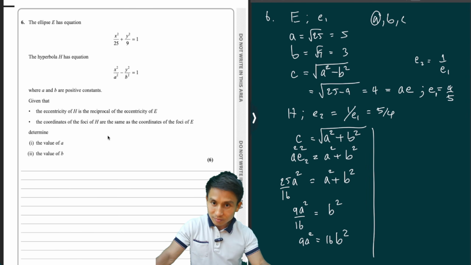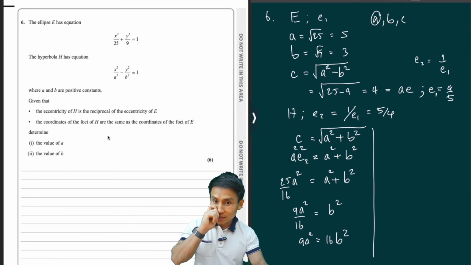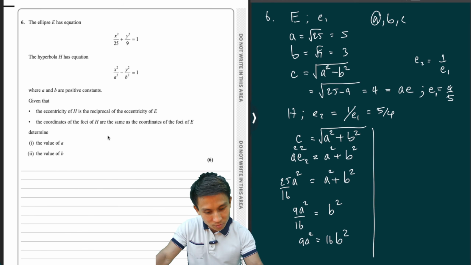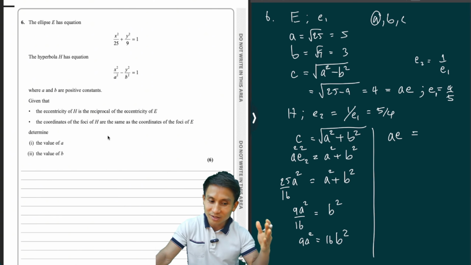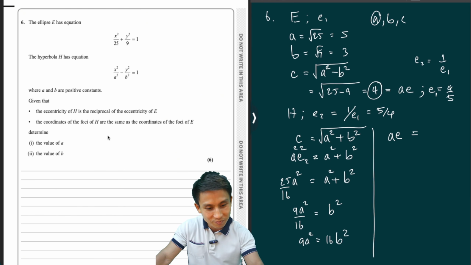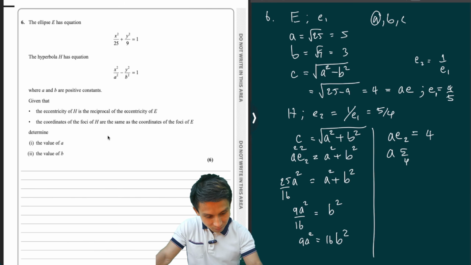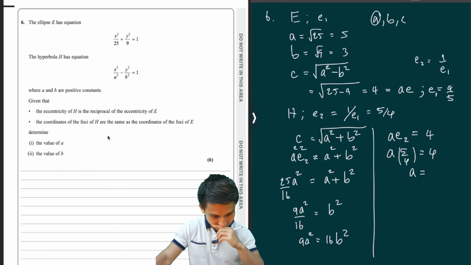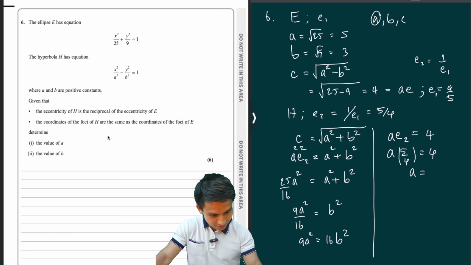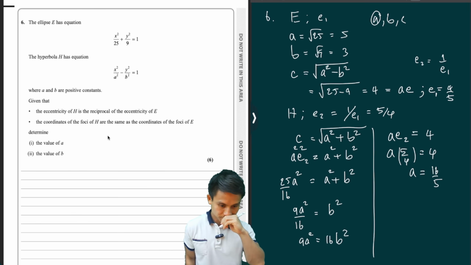Now we want to put the numbers to this. Let's see what we have. They told you that the foci are the same, so ae of the hyperbola will be the same as the ae of the ellipse. We already know the ellipse to be 4. So I'm just going to put a E2 equals 4 here. And E2 is, again, 5 over 4, equals 4. So a of the hyperbola, sorry, it's going to be 16 over 5.